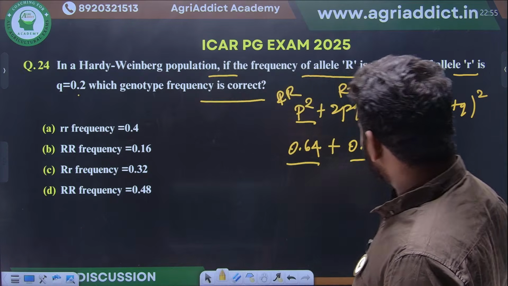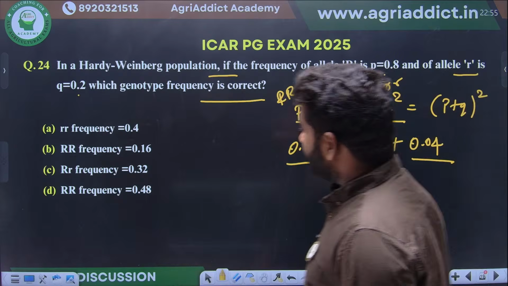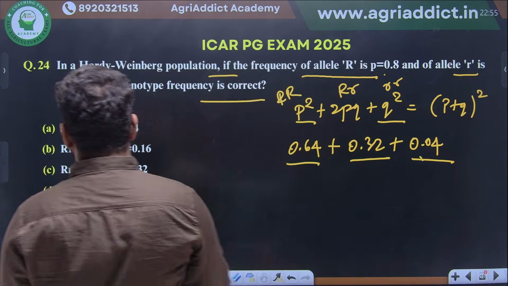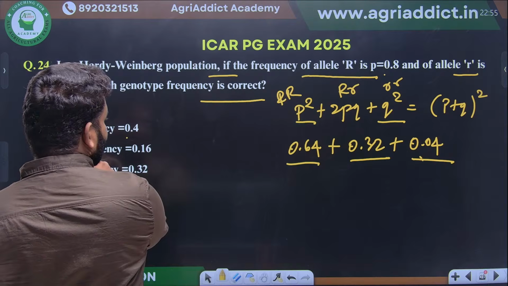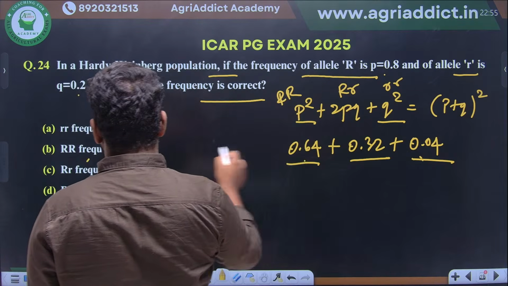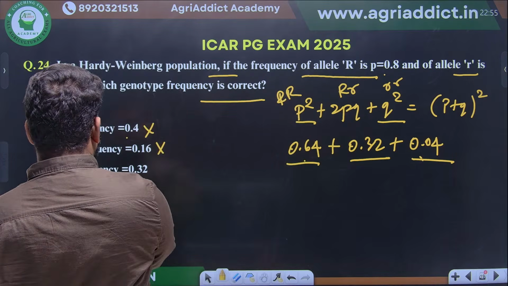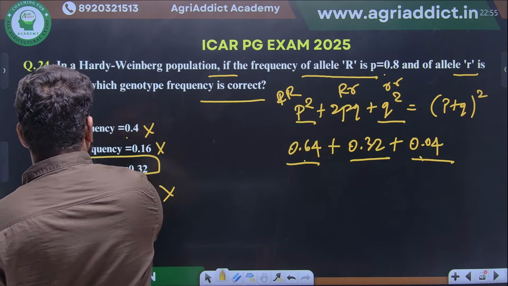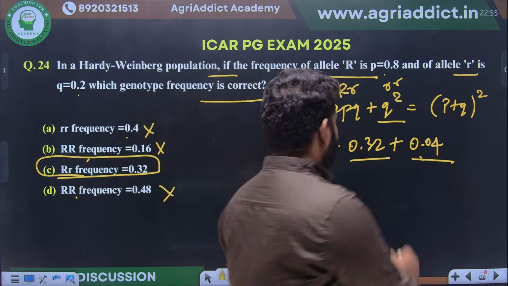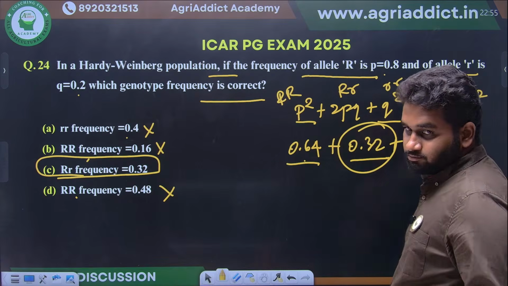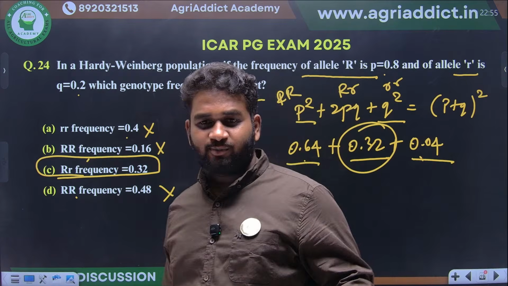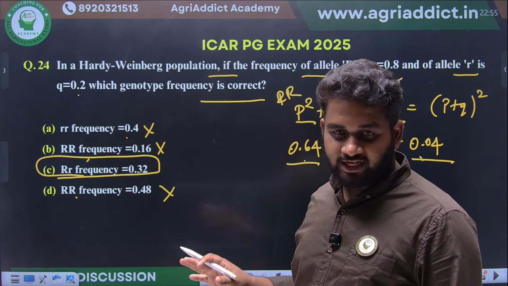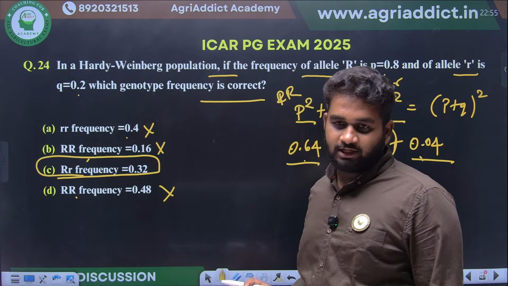C. Out of these, they have given RR frequency as 0.4. No, it should be 0.04. Your capital RR frequency will be 0.64. That is also not correct. They are giving capital RR frequency 0.48. That is also not correct. They are giving capital R, small r frequency as 0.32. If they ask about the Hardy-Weinberg law, you should go for this formula. There is no need to waste your time. You will get the answer very quickly.